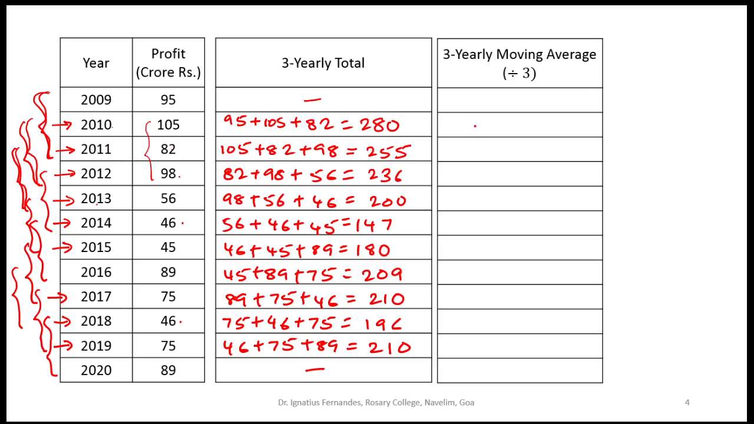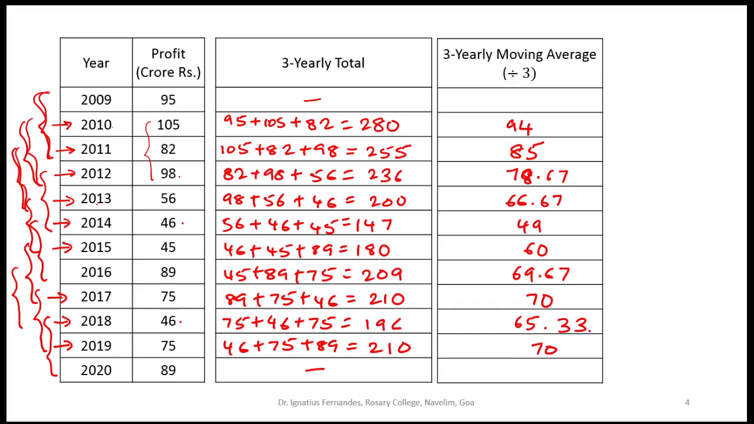Okay, so 280 divided by 3 is 94, 255 by 3 is 85, then 236 divided by 3 is 78.67. So each of these values I divide by 3. So 200 by 3, 66.67, 147 by 3 is 49, then 180 divided by 3 is 60, 209 divided by 3 is 69.67, 210 divided by 3 is 70, 196 divided by 3 is 65.33, and 210 divided by 3 is 70.